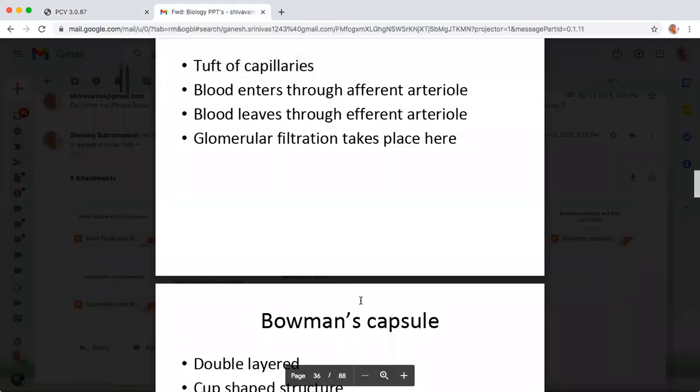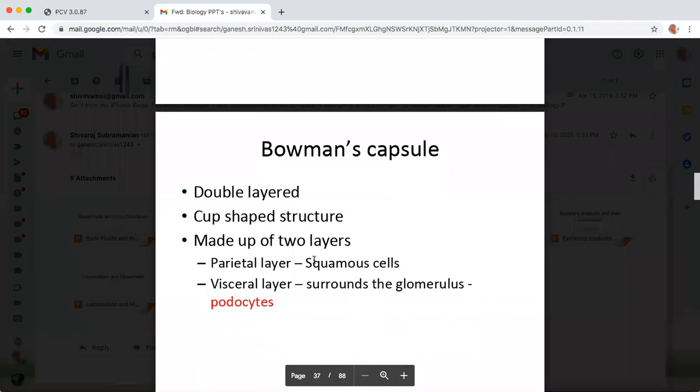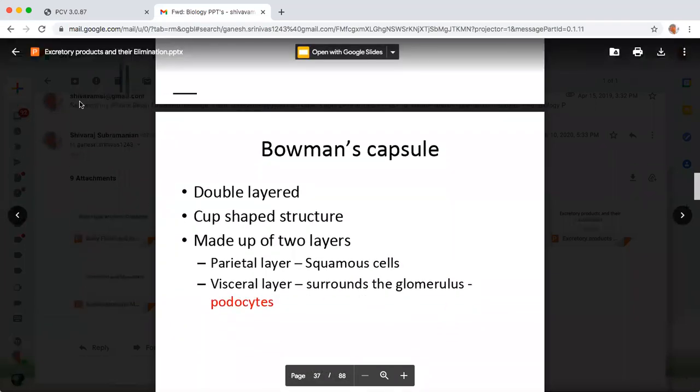Okay. So what we need to understand now is what Bowman's capsule is. Bowman's capsule is a cup-shaped structure.